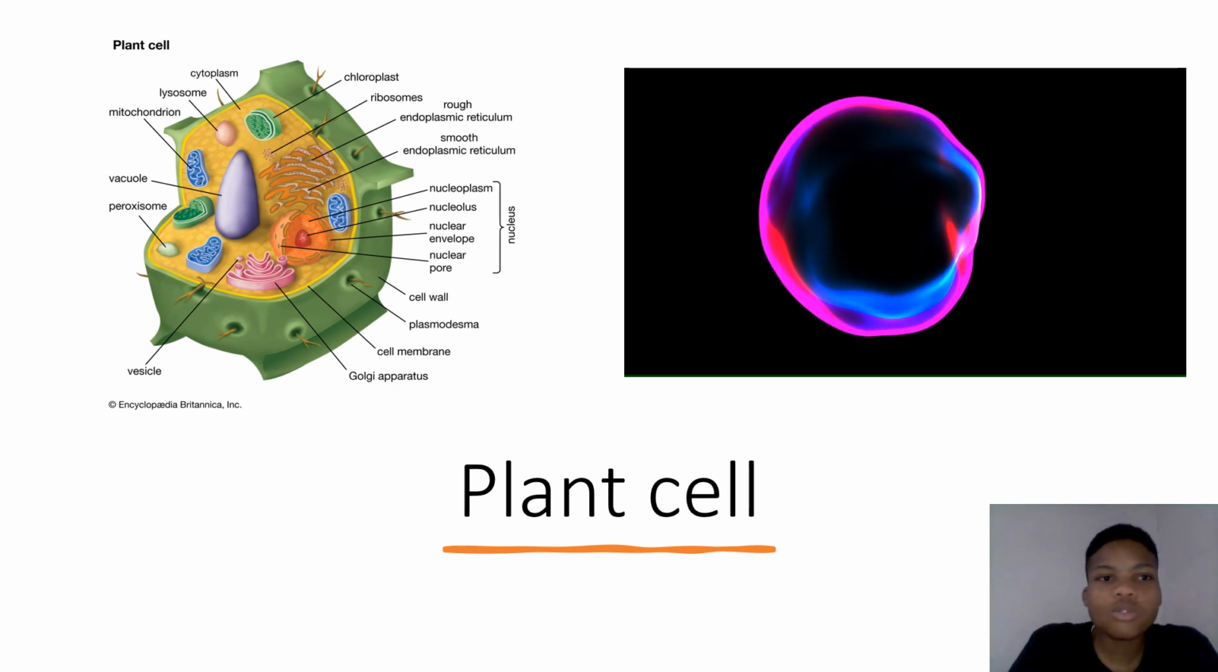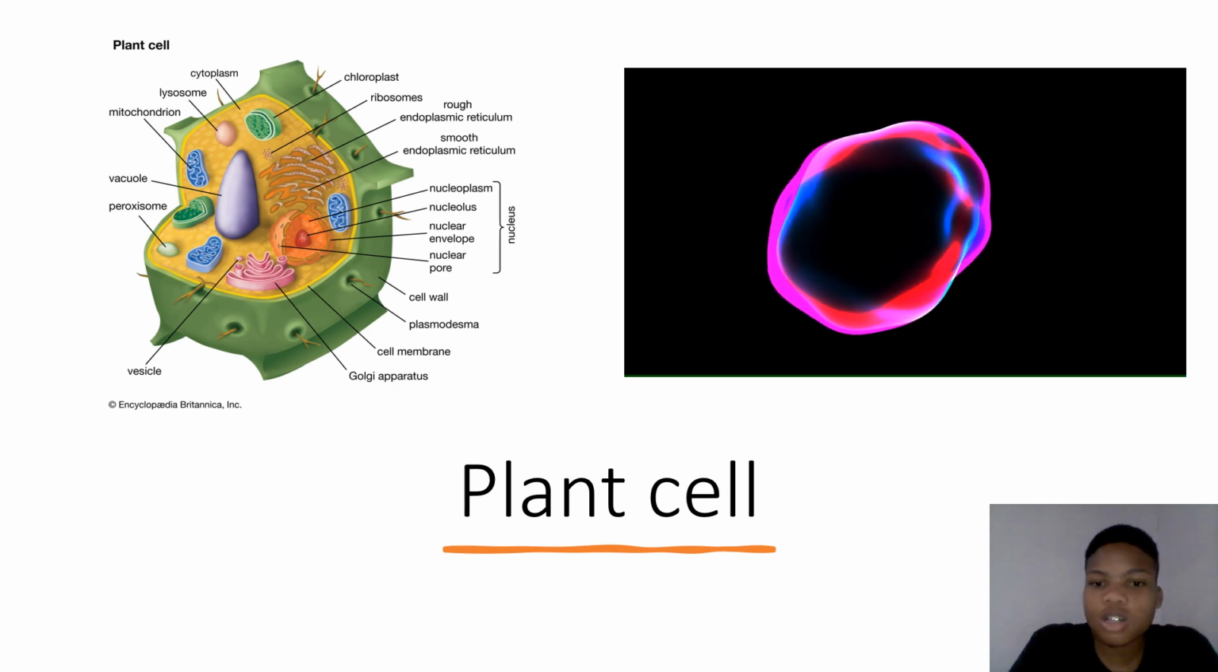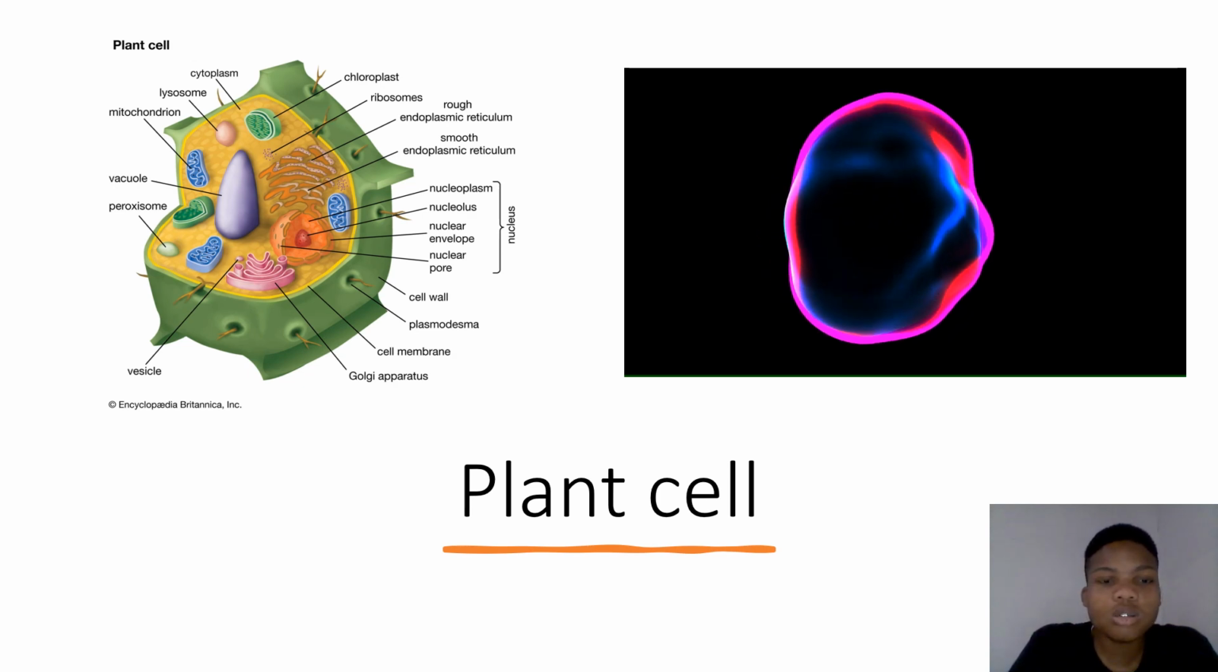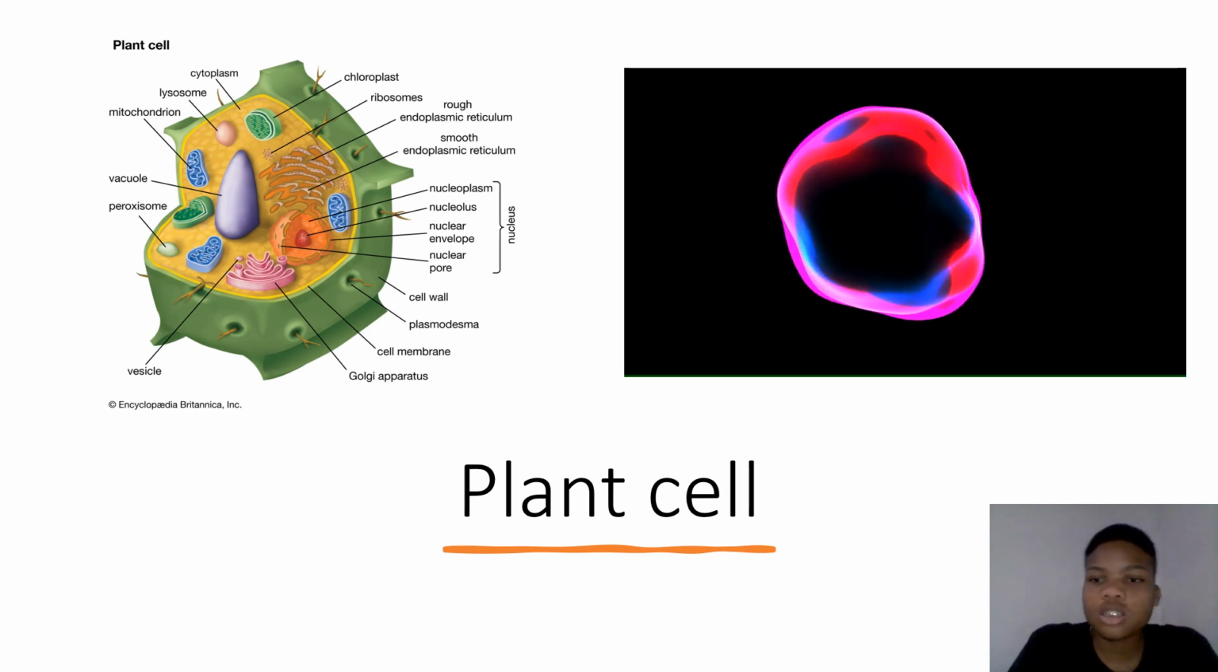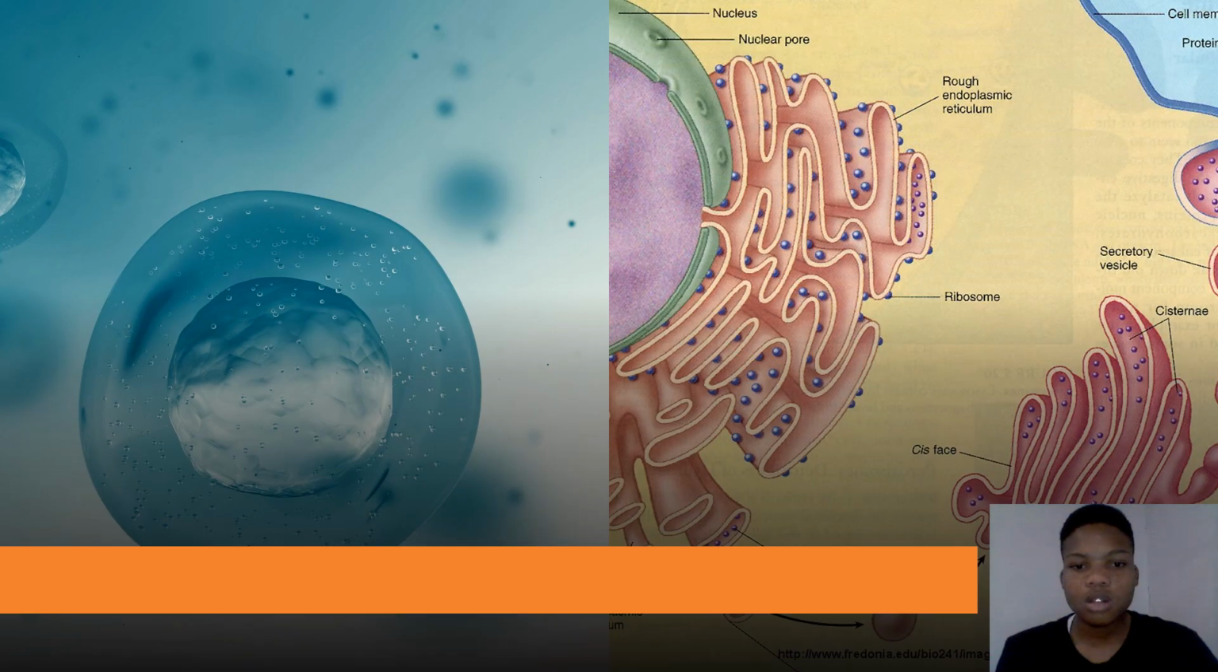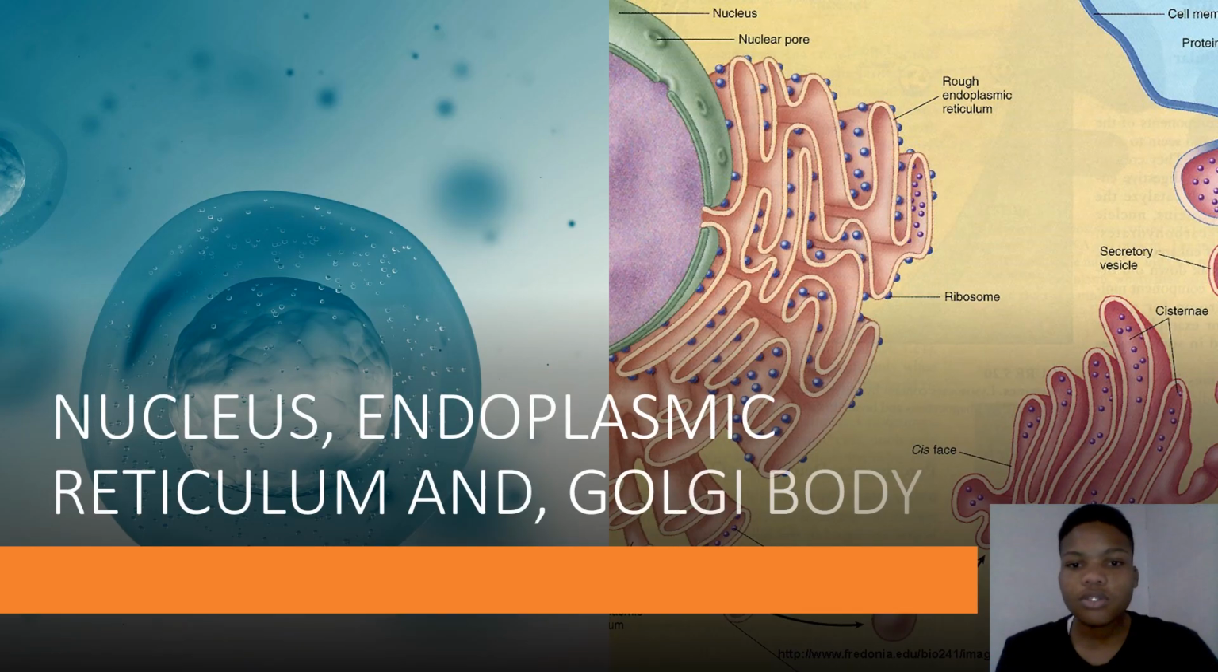So now, moving on, we now know that a plant cell is a eukaryotic cell which has what? A true nucleus and other things. Now moving on to the next. Okay class, on the following slide we're going to be looking at the nucleus, endoplasmic reticulum, and the Golgi body.